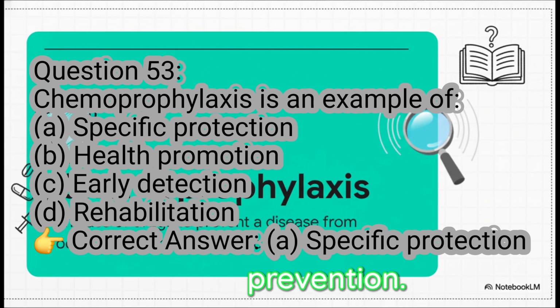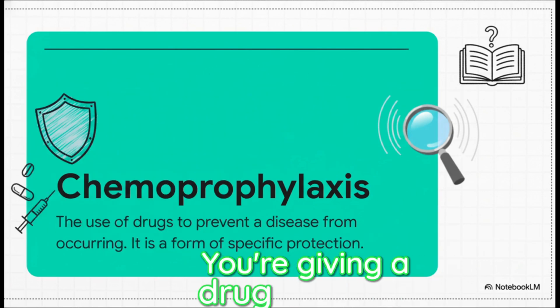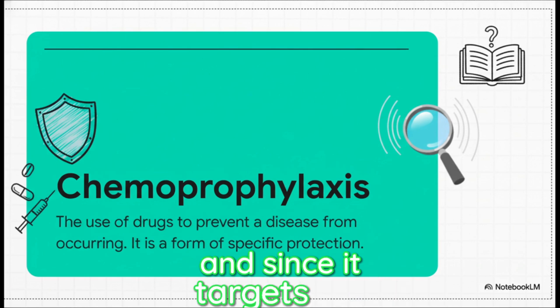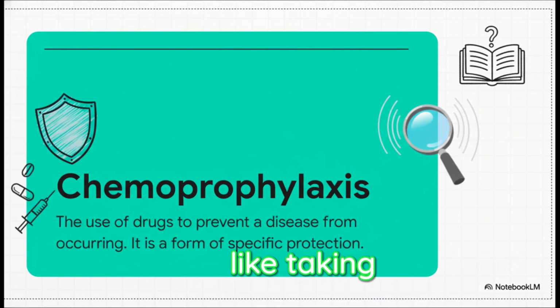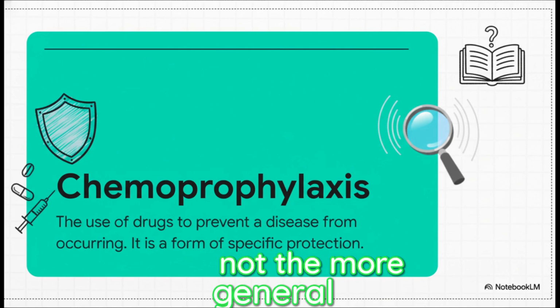Think about the levels of prevention. Chemoprophylaxis is a primary prevention strategy, right? You're giving a drug to prevent a disease. And since it targets a specific disease, like taking anti-malarials, it falls under specific protection, not the more general health promotion.